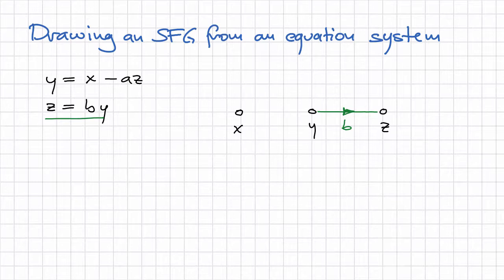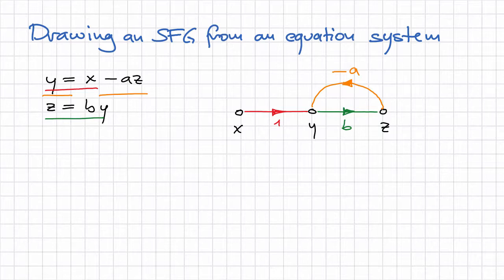The first equation is a sum of two terms and needs two branches. One for the part y equals x and the other one for y equals minus az. Y equals x minus az is the result because the two contributions are added, the two branches both go into the node labeled y.